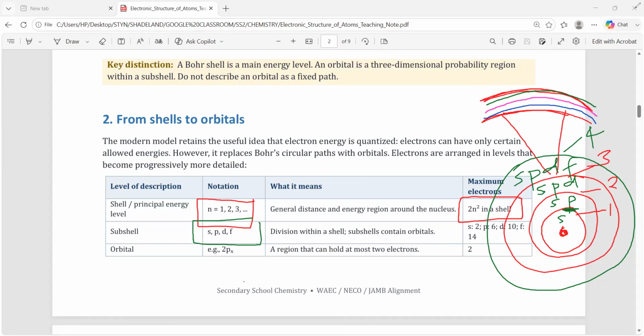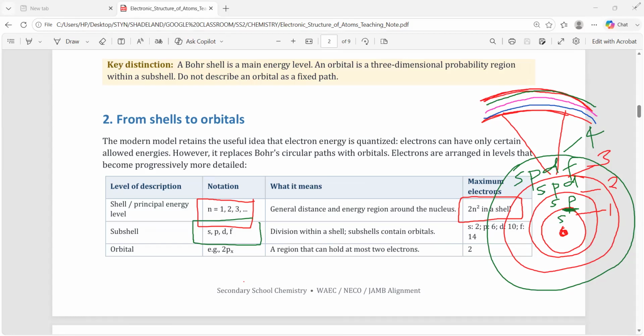All right? Remember, we moved from shell and we expanded to subshell. Now, I want us to move from subshell to orbitals. These orbitals are also energy levels inside the subshells. Again, we are going to make it as simple as possible. We are not going to make it complicated, okay?